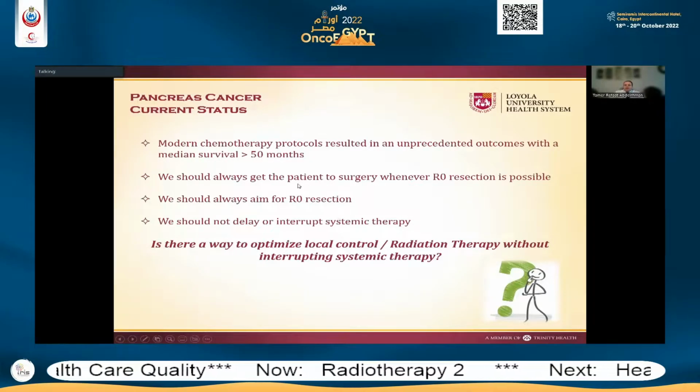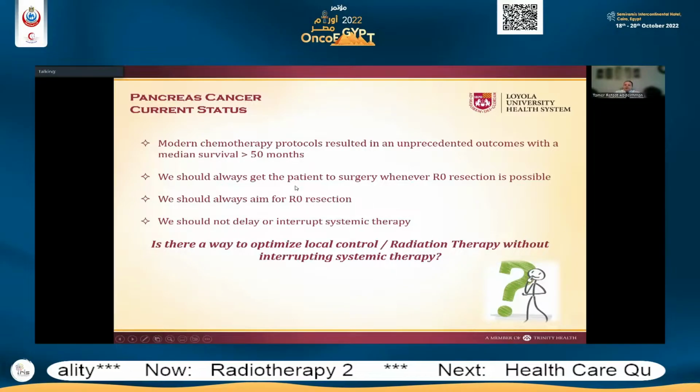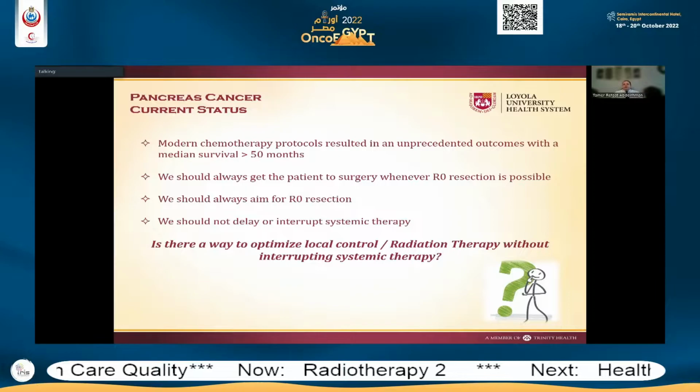So what is the current status of pancreatic cancer? Modern chemotherapy protocols resulted in unprecedented outcomes with median survival of more than 50 months. We should always get the patient to surgery whenever R0 resection is possible. We should always aim for R0 resection. We should not delay or interrupt systemic therapy. So is there any way to incorporate or optimize local control of radiation therapy without interrupting systemic therapy?